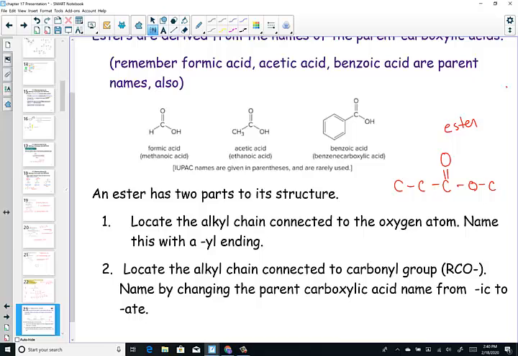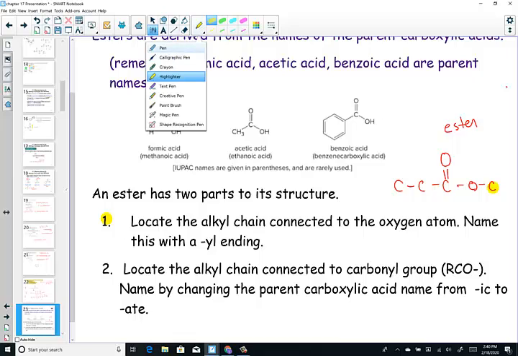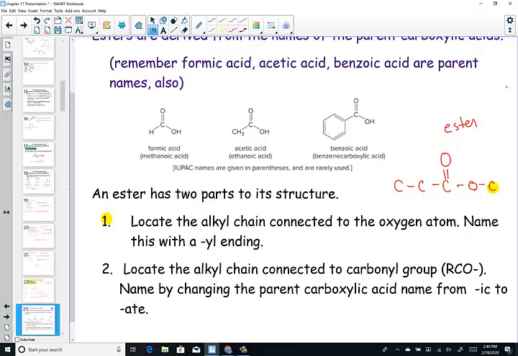So what I'm saying is, for step 1, we want to locate the R group, the alkyl chain that's connected to the oxygen atom directly there. So not the carbonyl carbon, but on the opposite side of the oxygen. And this would just be called methyl. If you had a 2-carbon chain at that location, it would be ethyl, propyl, butyl, and so forth. So we'll name the alkyl chain connected to the oxygen just by ending in -yl. And then you locate the alkyl chain connected to the RCO group. And so thinking about what that just said, in terms of highlighting, the other part of the functional group would be this part.